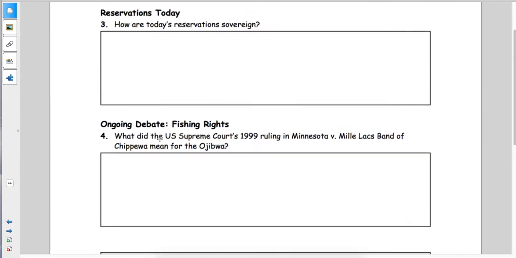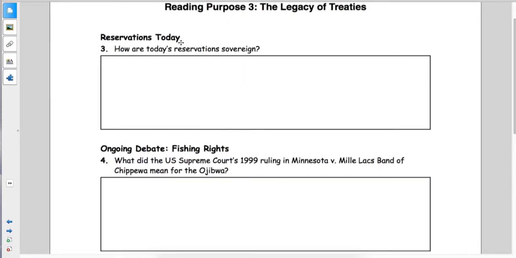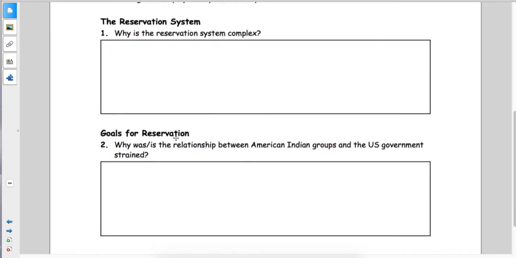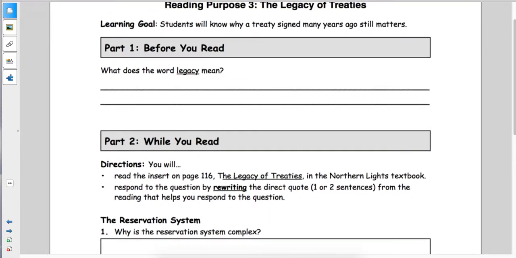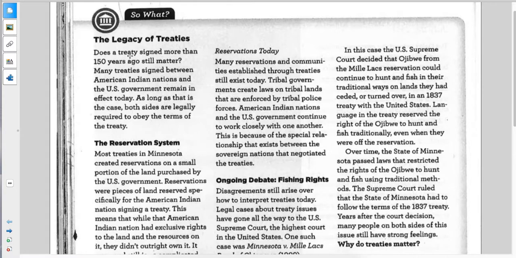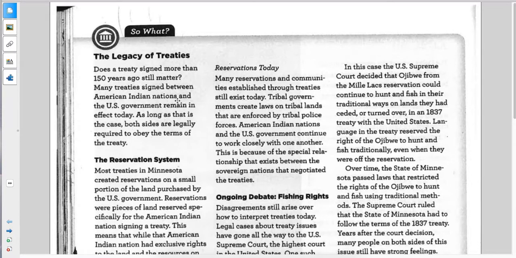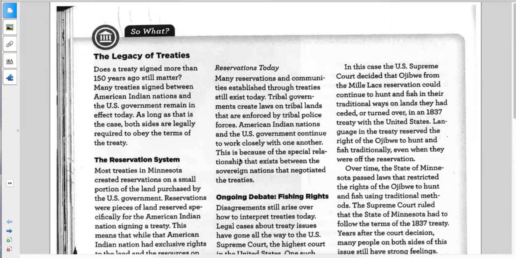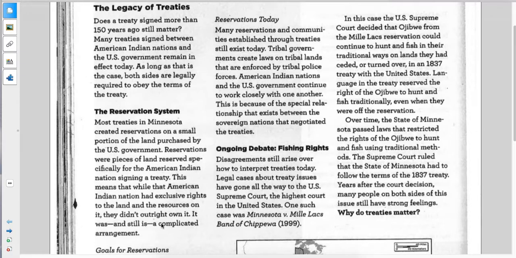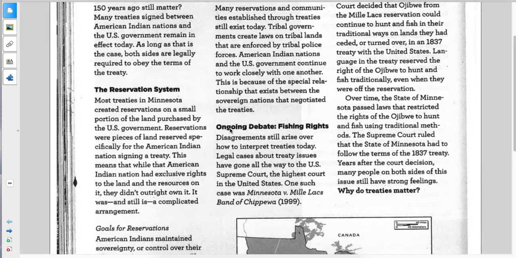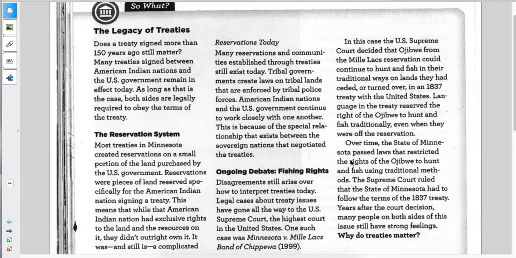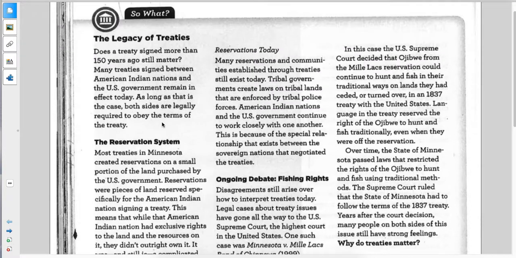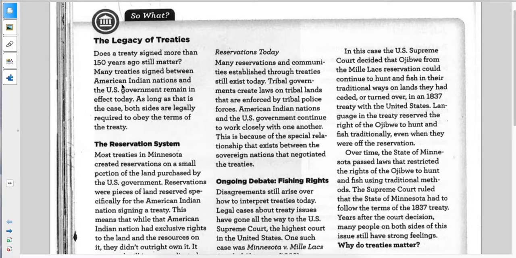Also, take a look. We have these headings: ongoing debate, fishing rights, reservations today, the reservation system, goals for reservations. And when I go back to the reading, I'll see that we have these headings as well. And so we can preview the reading. The Legacy of Treaties is the title, and then there's the reservation system, reservations today, goals for reservations, ongoing debate, fishing rights. So use these headings as a clue for where that quote might exist. So I'm going to start the reading.